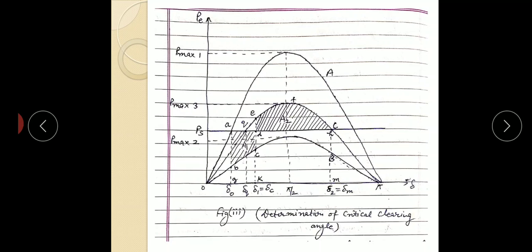Such a condition is shown in figure number 3 as shown in slide, where delta 1 equal to delta c. This angle delta c is called the critical clearing angle. For the system to be stable, the clearing angle should be less than the critical clearing angle. If the actual clearing angle is greater than the critical clearing angle, the system becomes unstable.